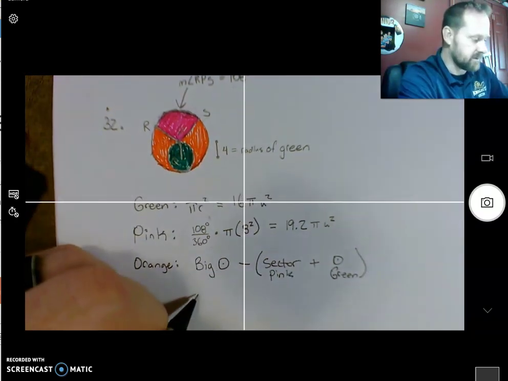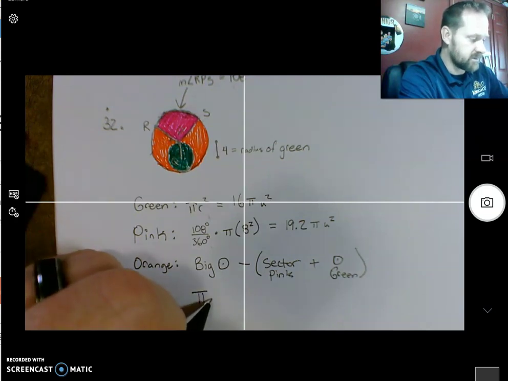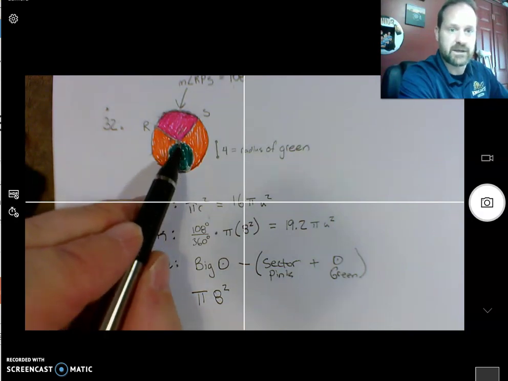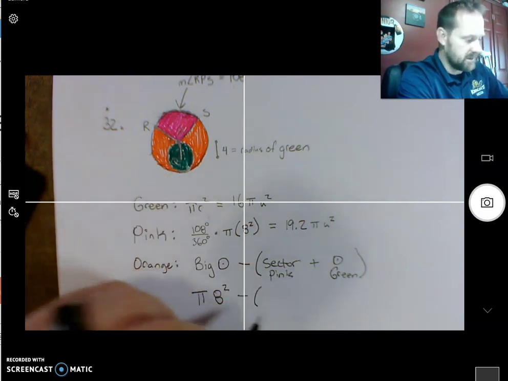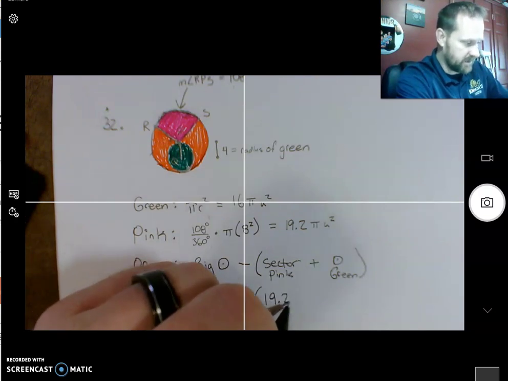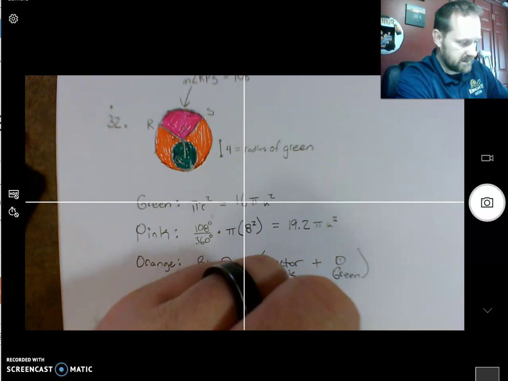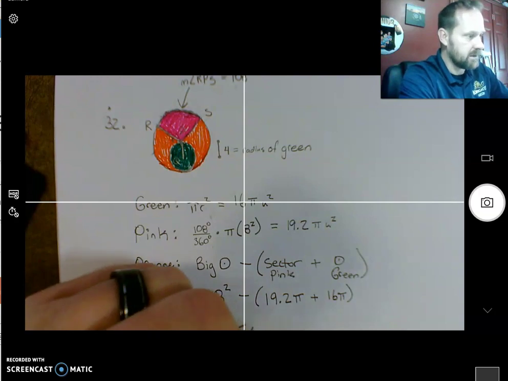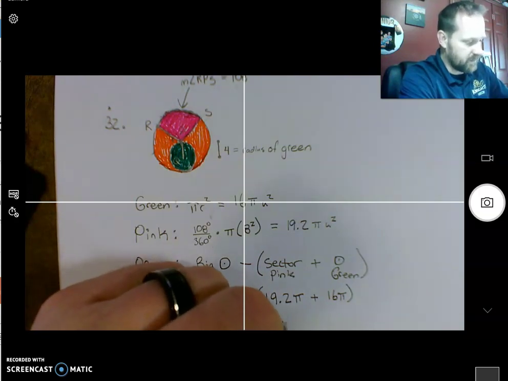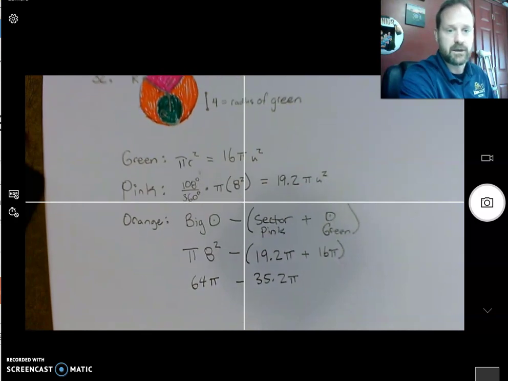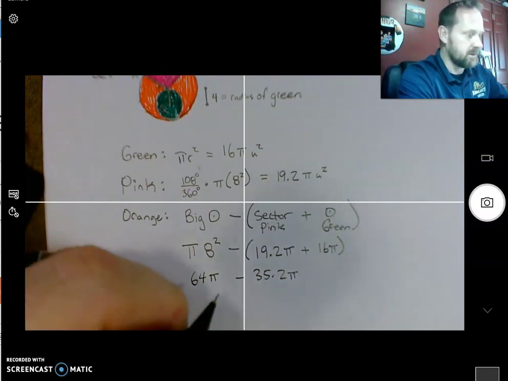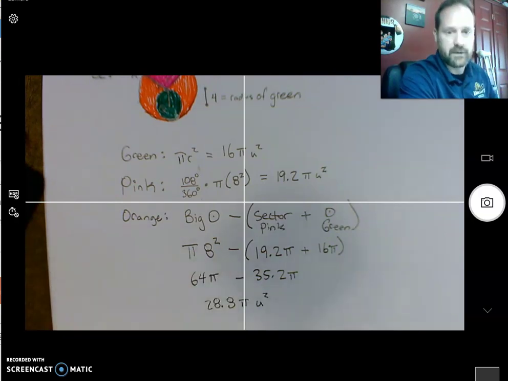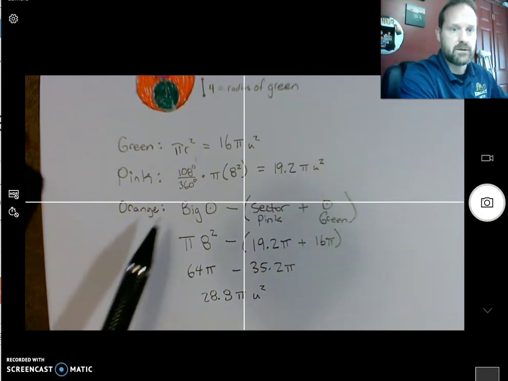Okay, so how do I find the big circle? That's going to be pi r squared, so that's going to be 8 squared. The diameter of the big circle is 8 units, minus, hey, we already did those, so 19.2 pi plus 16 pi. Alright, so 64 pi minus 35.2 pi. Okay, and then subtracting those gives me 28.8 pi units squared.